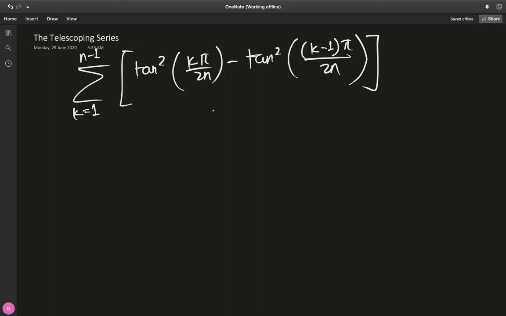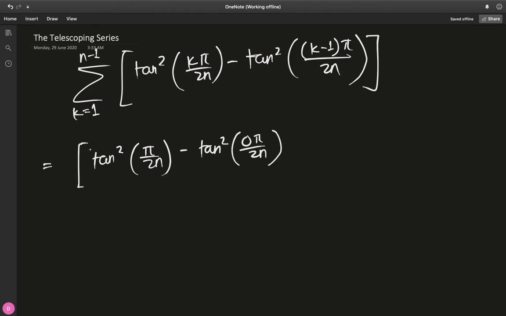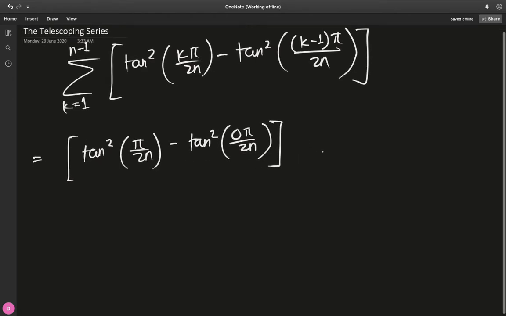So as I said, just forget the sine part associated with this series. Let's look at just the series now, and let's write out a few terms of this. So when k equals 1, we have tan squared of pi over 2n, and simultaneously minus tan squared of 1 minus 1, which is 0, pi over 2n. Okay, that's, you can say, one group of it, and I'm grouping with square brackets.